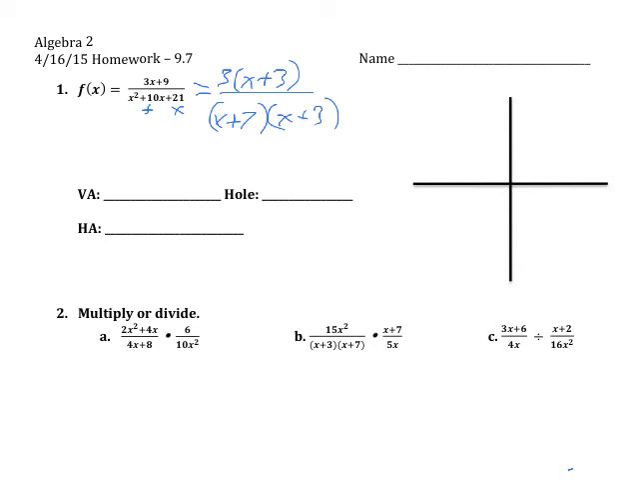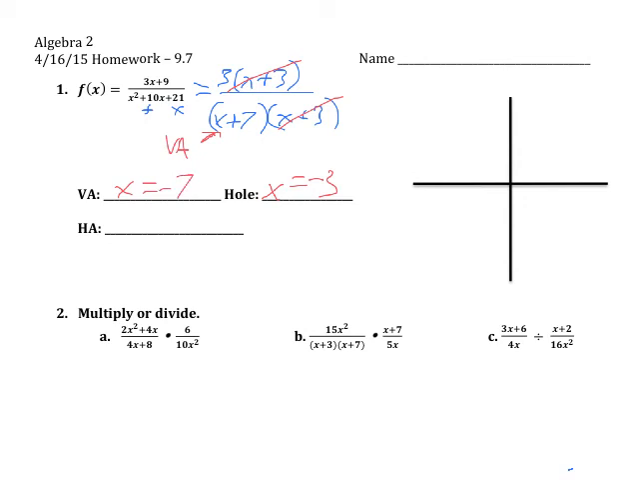Now because there's an x plus 3 on top and x plus 3 on bottom, that identifies for us that there is a hole at the opposite of 3, negative 3. And furthermore, that means there's a vertical asymptote at the opposite of that, so that's where your vertical asymptote is going to come from. That's going to be negative 7.